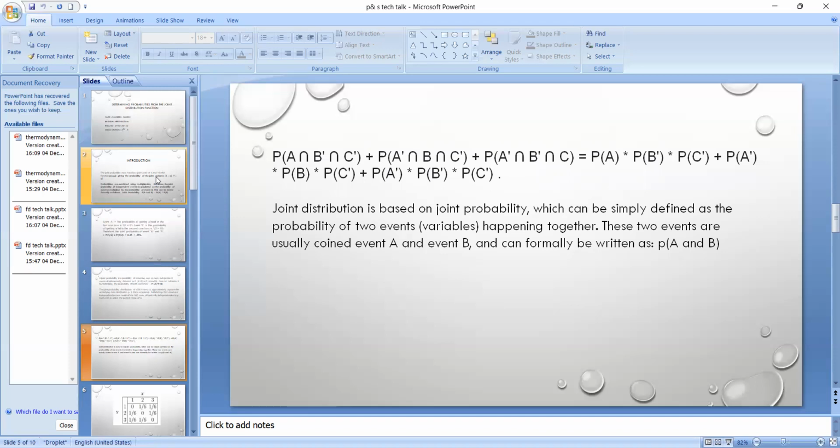Joint distribution is based on joint probability, which can be simply defined as the probability of two events or variables happening together. These two events are usually called events A and B, and can formally be written as P of A and B.